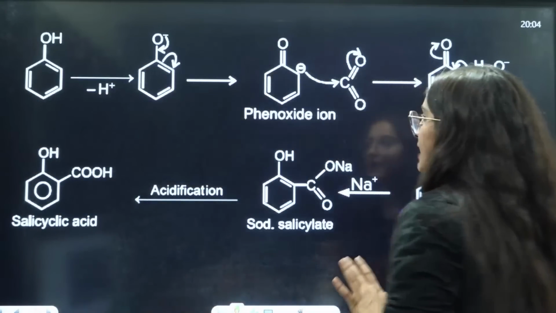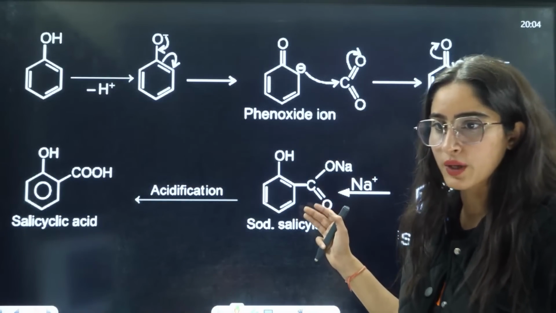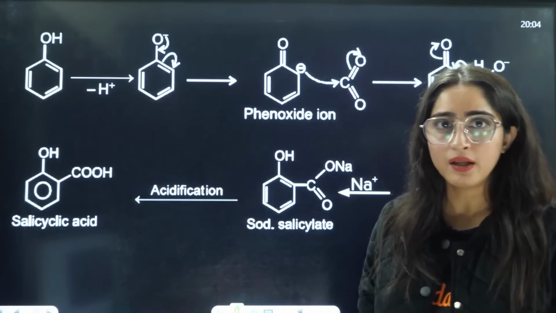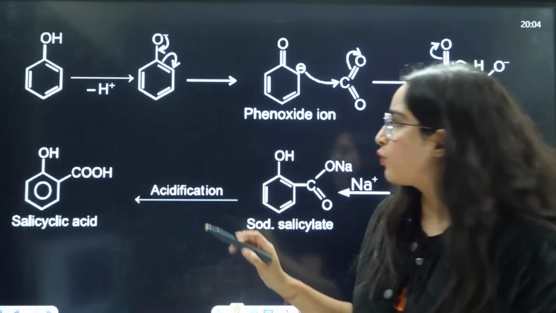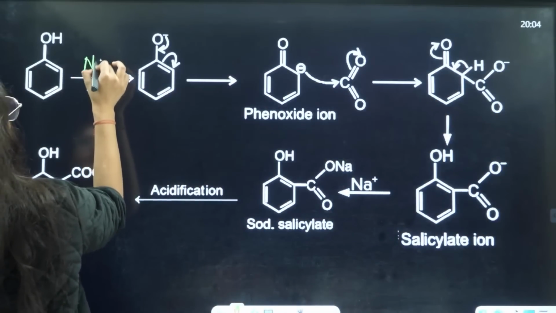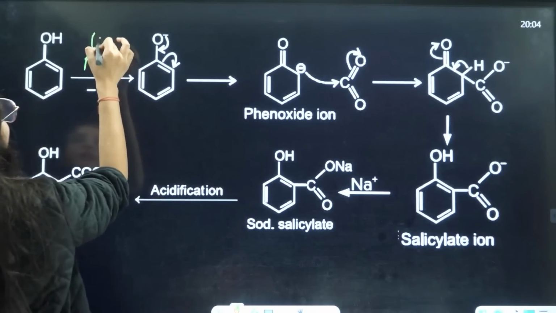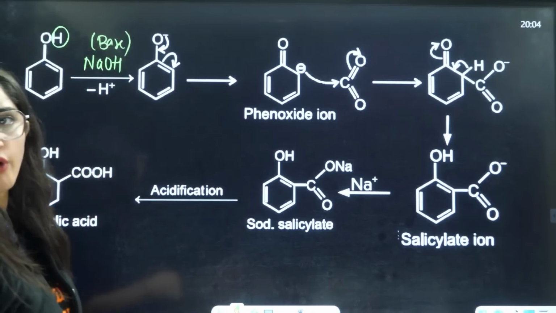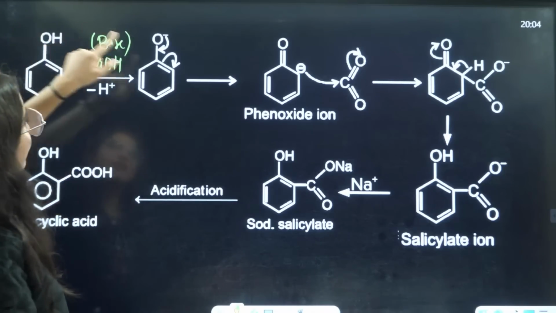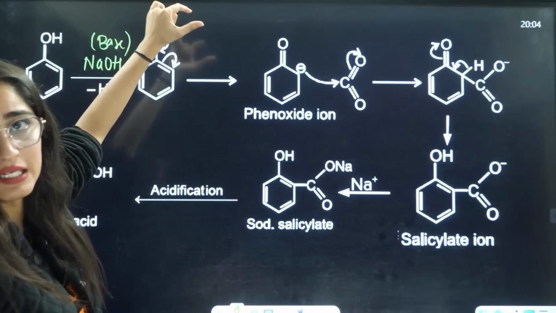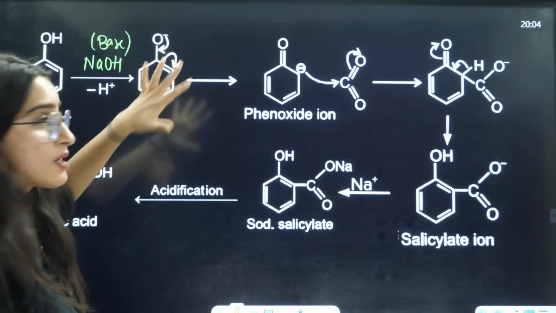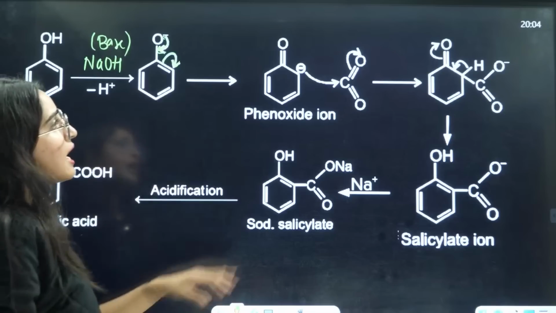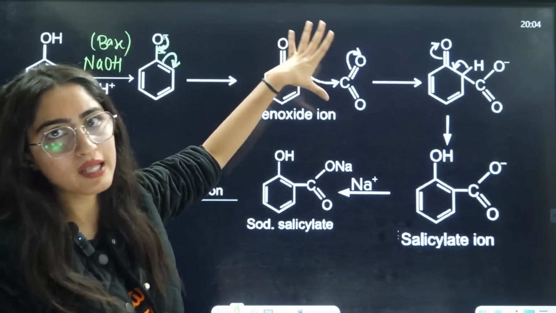So firstly, let us see the mechanism as well here. This is the mechanism, as you can see. This is phenol. Firstly, on adding NaOH, it will act as a base. What will a base do? A base will abstract H positive from here. When the base abstracts H positive, it will become a phenoxide ion. We know that phenoxide ion has resonance. This electron will be shifted here, this will be shifted here, and hence this is one resonating structure that you will have.